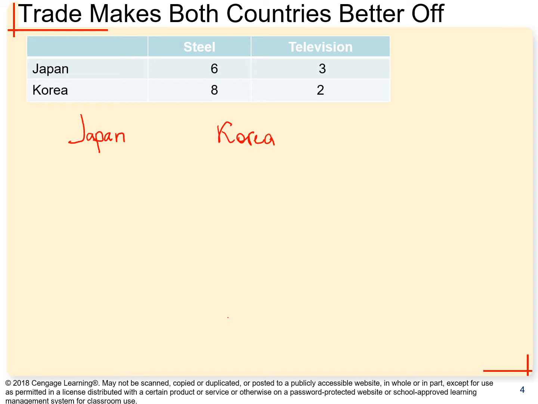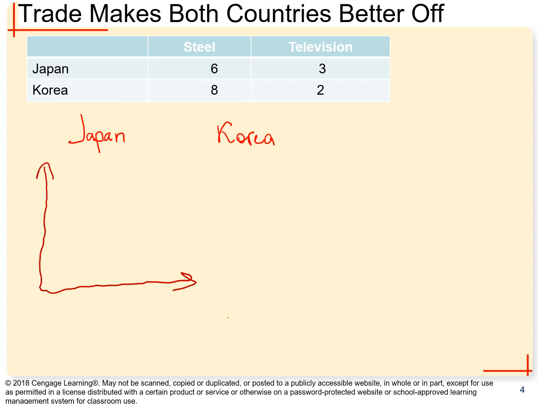So in order for us to understand how trade makes everybody better off, what are we going to do first? We're going to build our production possibilities frontier. Then we're going to find the opportunity cost for both countries, for both products. And then we're going to do the analysis and see how trade is making these two countries better off. So we're going to start with Japan. So Japan is going to have a production possibilities frontier.